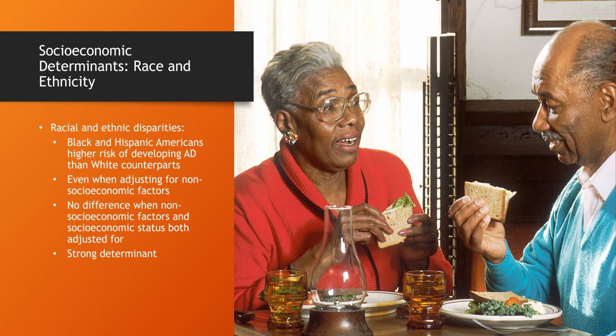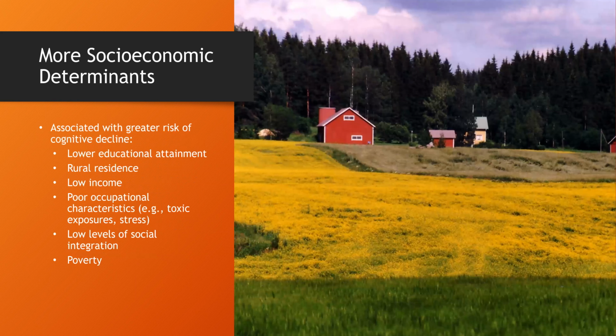However, still other determinants have been identified. Lower educational attainment, rural residence, low income, or occupational characteristics such as toxic exposures and stress, low levels of social integration, and poverty have all been found to be associated with a greater risk of cognitive decline. Now, although these aren't specific to Alzheimer's disease or dementia per se, keep in mind that cognitive decline most often precedes Alzheimer's disease and other dementias. In other words, these determinants listed are associated with a major precursor to dementias.